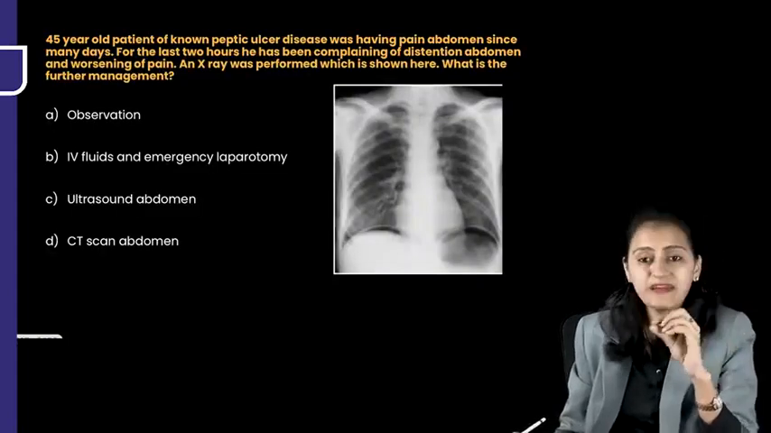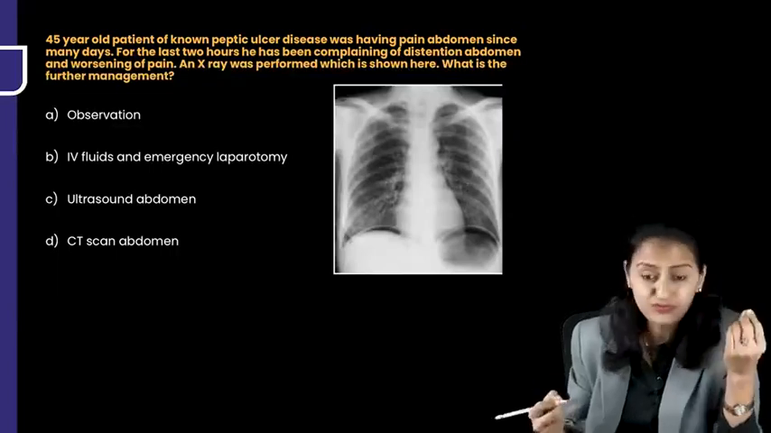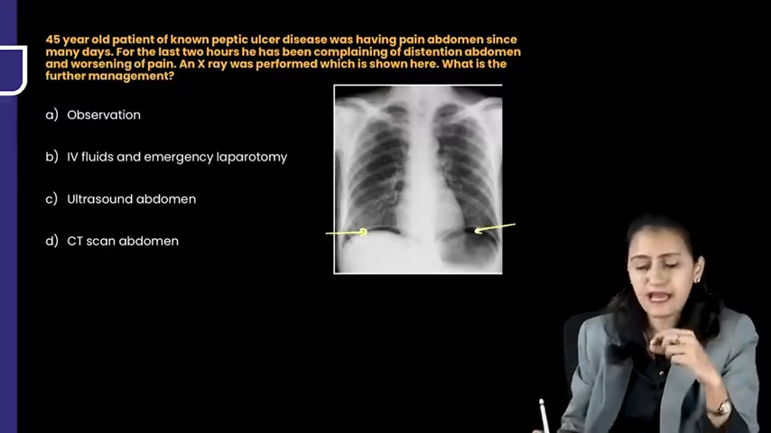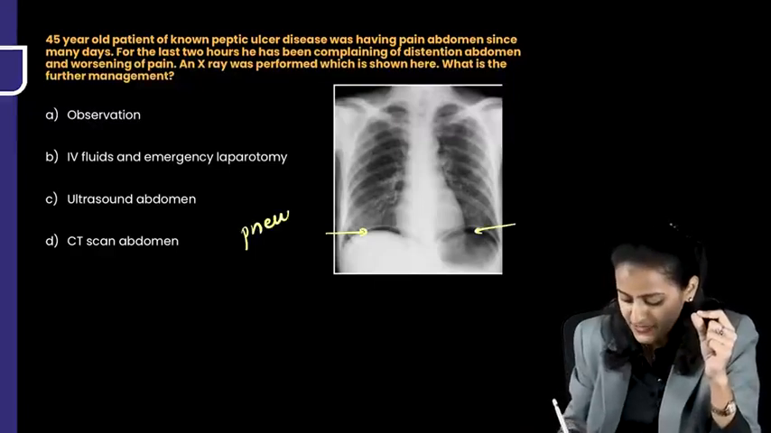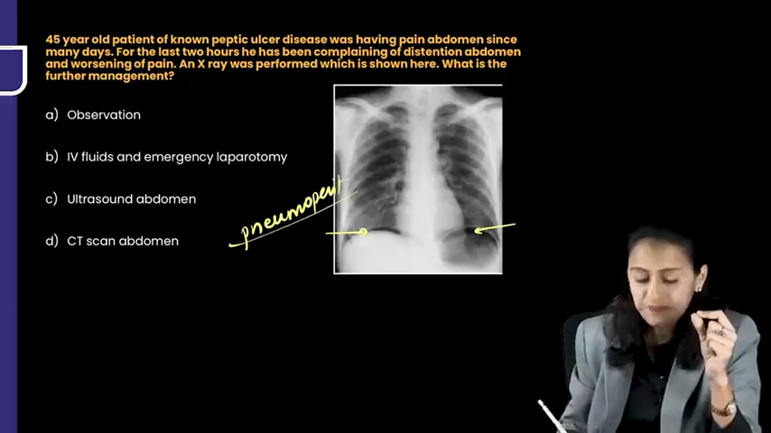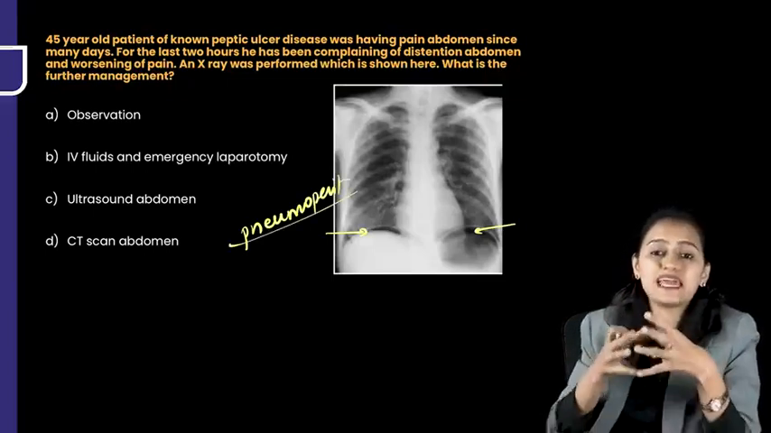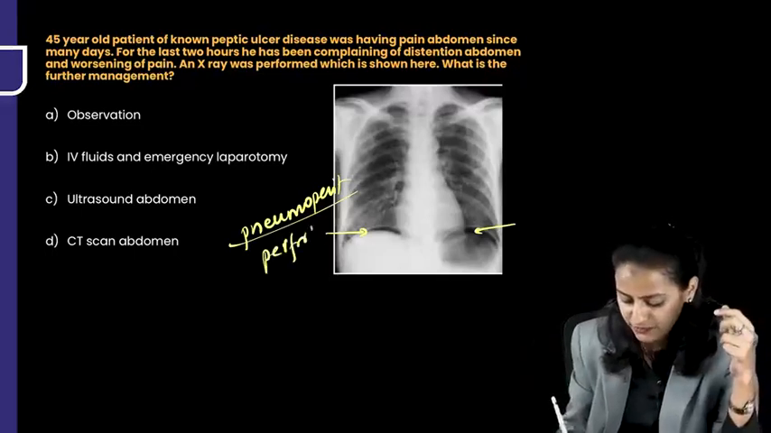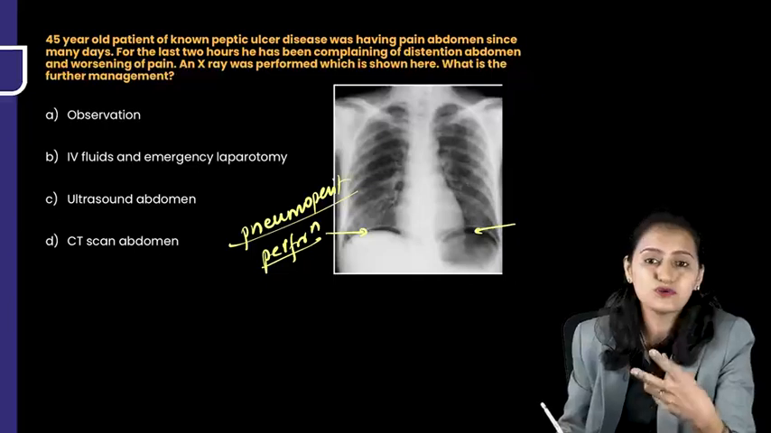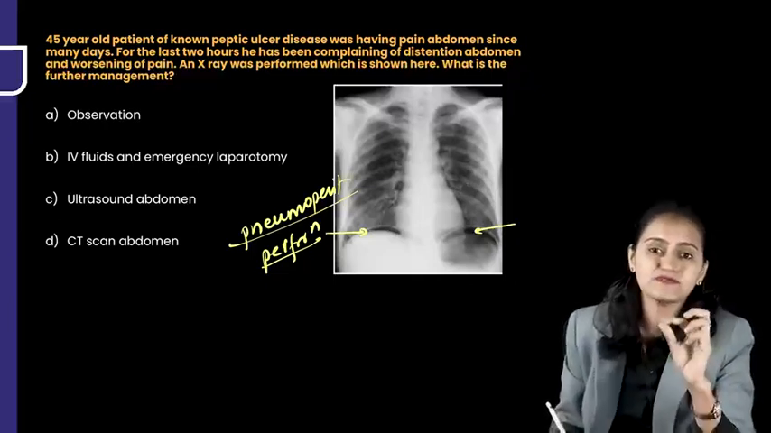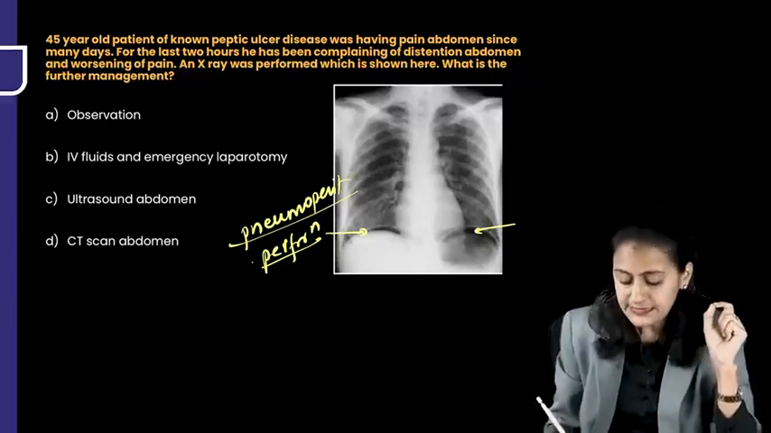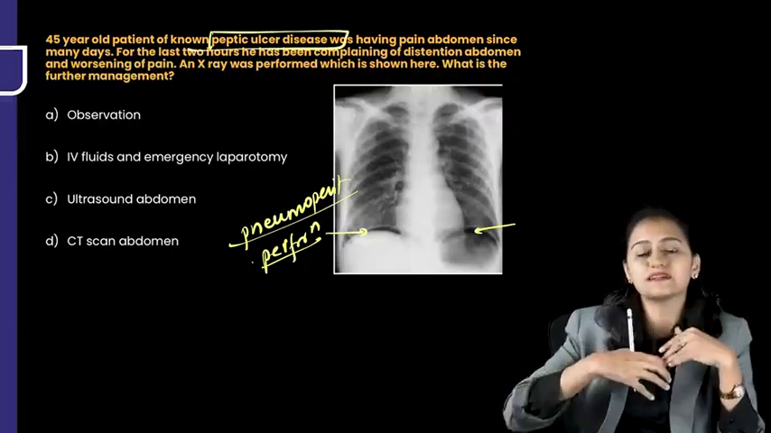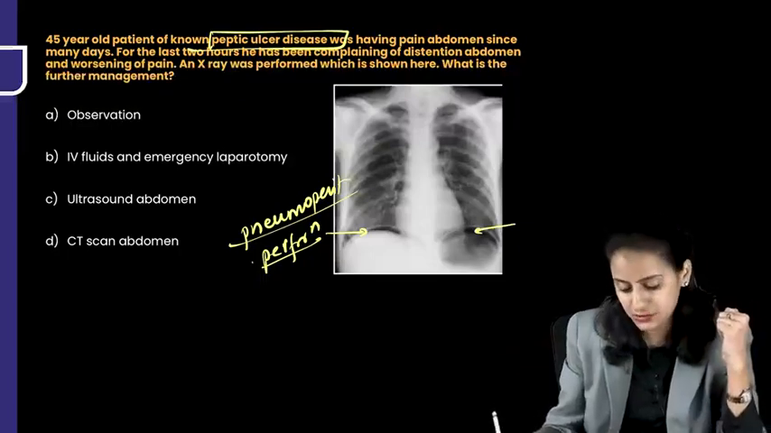So first one, very, very important, and the image itself gives away the answer. The free air under the diaphragm, the black air under the diaphragm, suggestive of pneumoperitoneum. Pneumoperitoneum is because of the air from the hollow viscus coming out into the peritoneal cavity, that is perforation. Remember, laparoscopy can also cause pneumoperitoneum because of the gas put there, right? So here the history of peptic ulcer disease is a major clue. The peptic ulcer perforating leading to pneumoperitoneum.